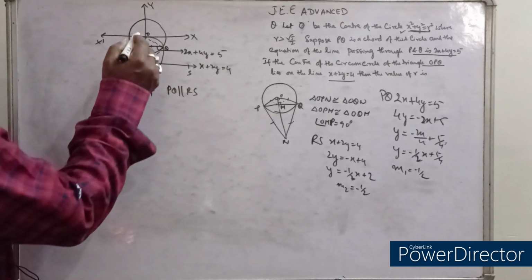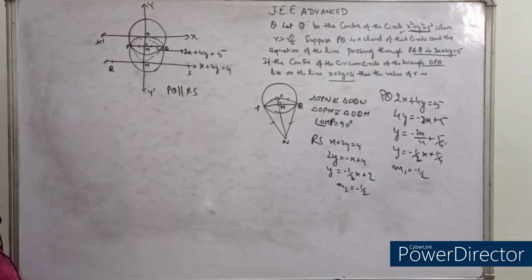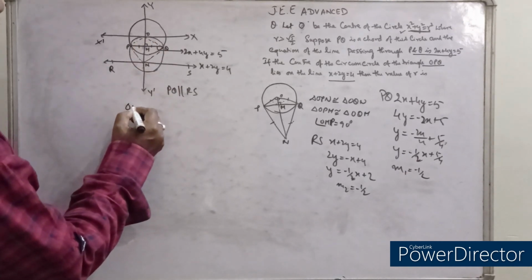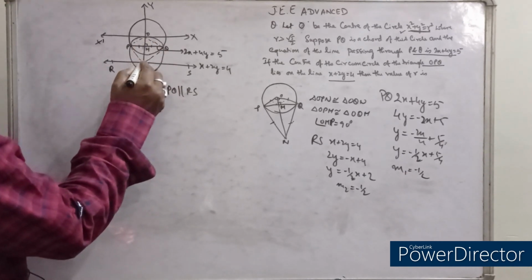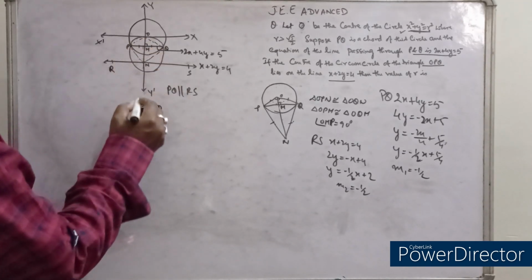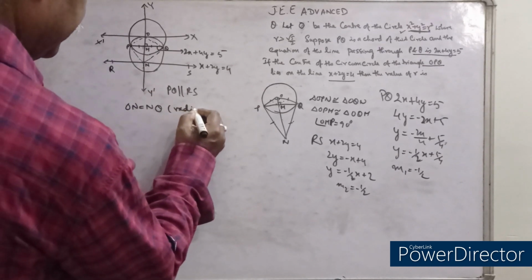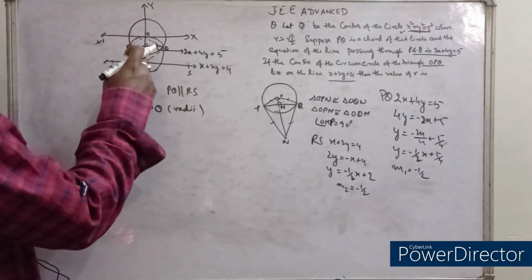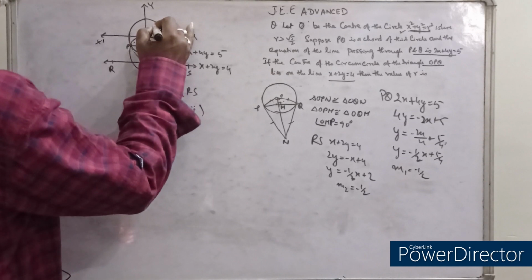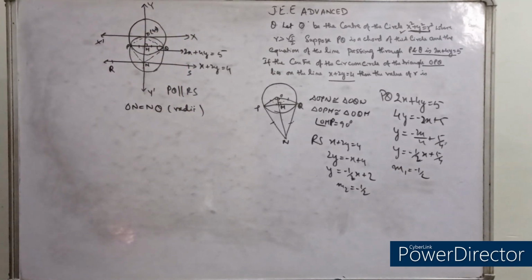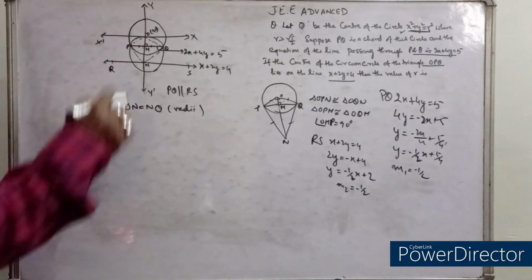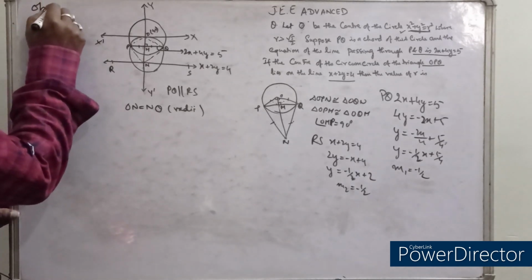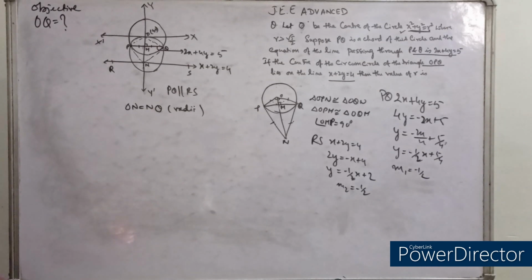Now I have to find out the radius, that is OQ. So here you see that ON is equal to NQ, because N is the center, so they are the radii. And this is the origin, so its coordinates are 0, 0. So how to find the radius of this circle, OQ? My objective is to find OQ.